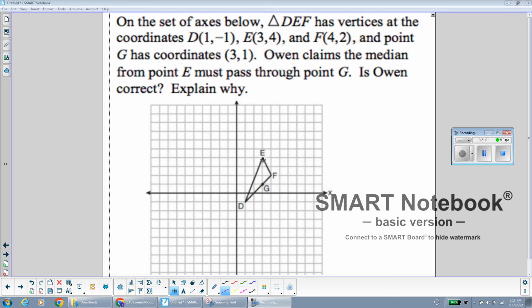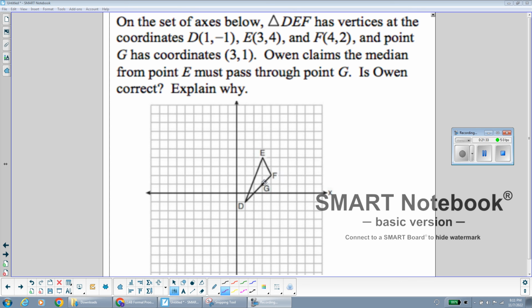So if it's going from point E, that's a vertex of the triangle, it should be going to the midpoint of the opposite side. So if it was going to pass through point G, G would have to be the midpoint of side DF. So what we need to do is verify: is point G actually the midpoint of side DF? If it is, then the median is going to pass through point G. If it's not, then the median is not going to pass through point G.